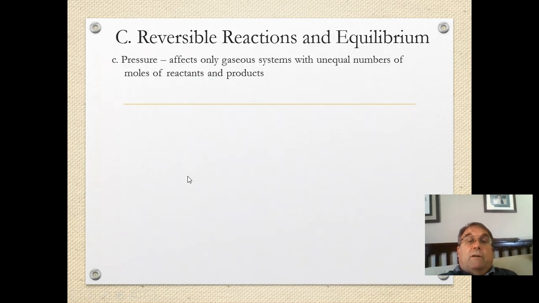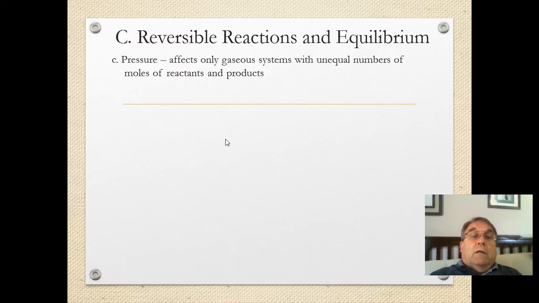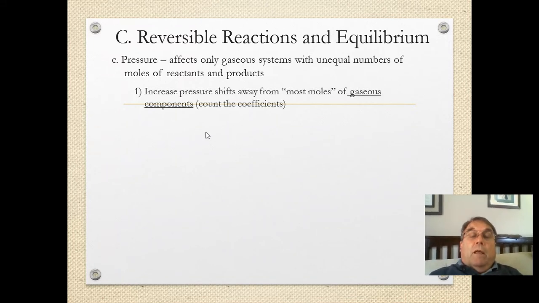Now, what about pressure? First of all, pressure only affects gaseous systems, or systems that have at least one gas as part of their reactants or products. And it only affects gaseous systems that have an unequal number of moles of reactants or products. So the first thing you have to do if you're dealing with pressure is look at how many moles of gas are on each side of the equation.